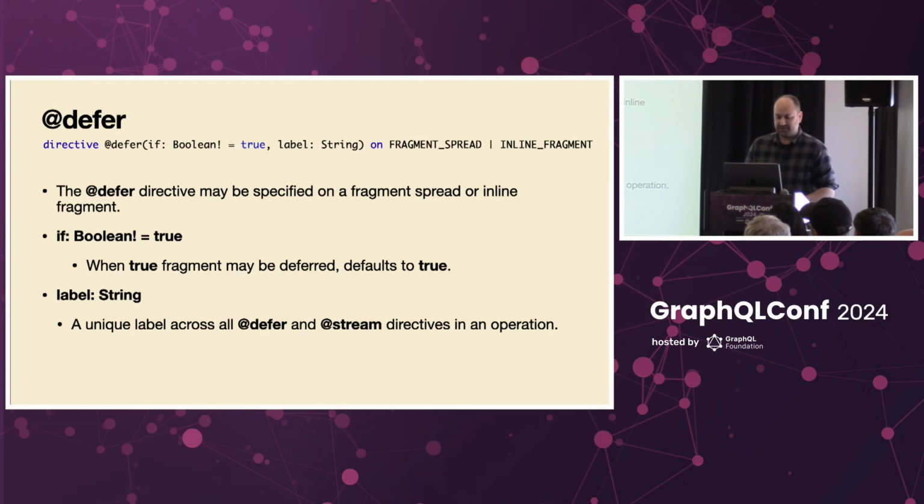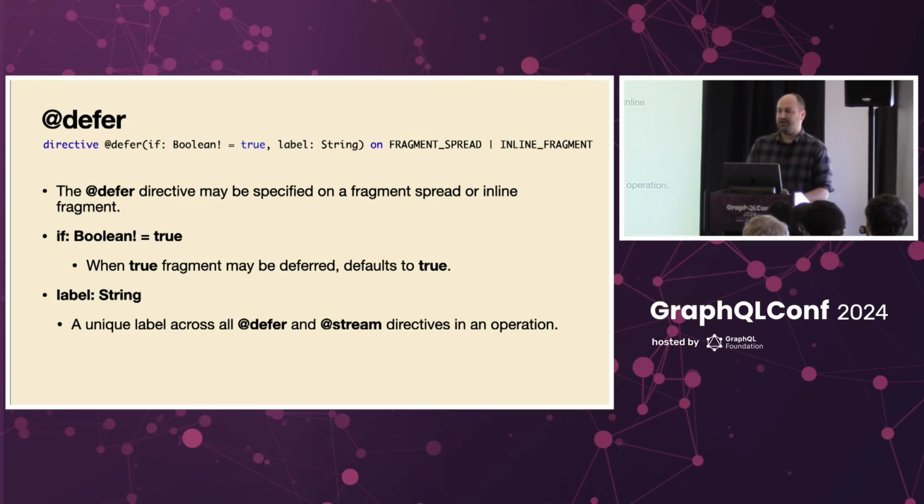Yeah, so getting into the details, this is the definition of the defer directive. You can use it on inline fragments and fragment spreads. There are two arguments, if and label. The if argument is just like the if argument on the skip or include directive. If it's true, or if you leave it off, since that's the default, you're telling the server that it's OK to defer this fragment. You can also pass in false, and it'll be as if the directive wasn't there.